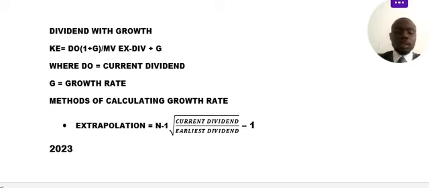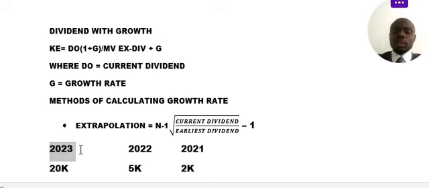Let's say we have 2023, 2022, and 2021. This is 20 kobo, this is 5 kobo, and this is 2 kobo. Now we can see that the current dividend here is 2023, while the earliest dividend is 2021. So the current dividend of 20 kobo is divided by the 2021 dividend of 2 kobo.